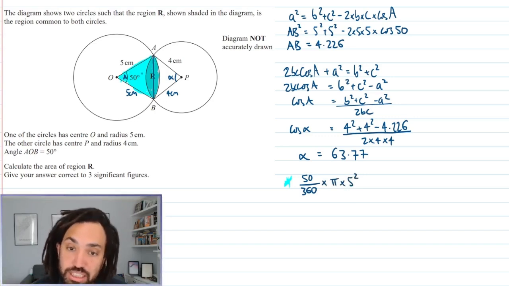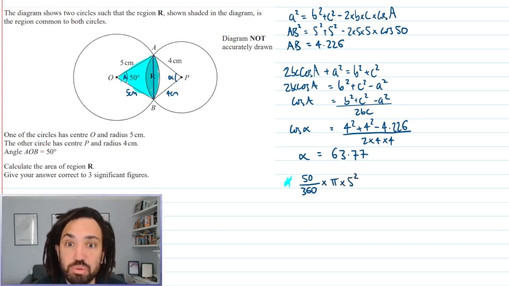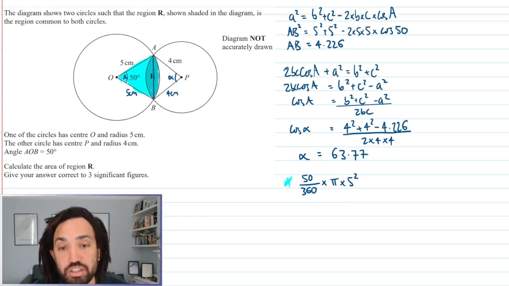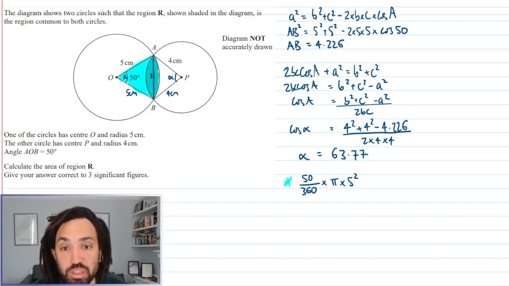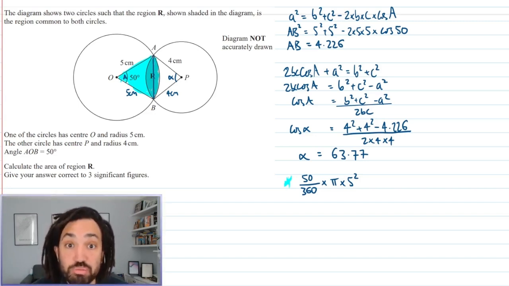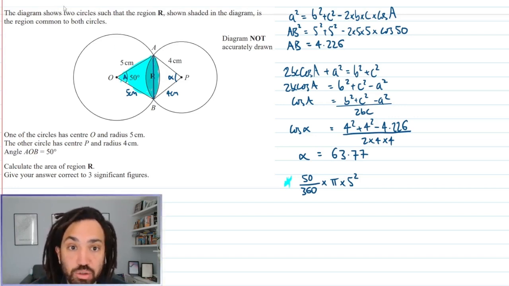Okay, great. So that's the whole sector, but I don't actually want the whole sector. What I really want is just the segment at the end. So the bit between the chord and that rest of the circle. So what we could do is subtract the triangle. So if I take away that triangle, it looks like that, and that's exactly what I want.